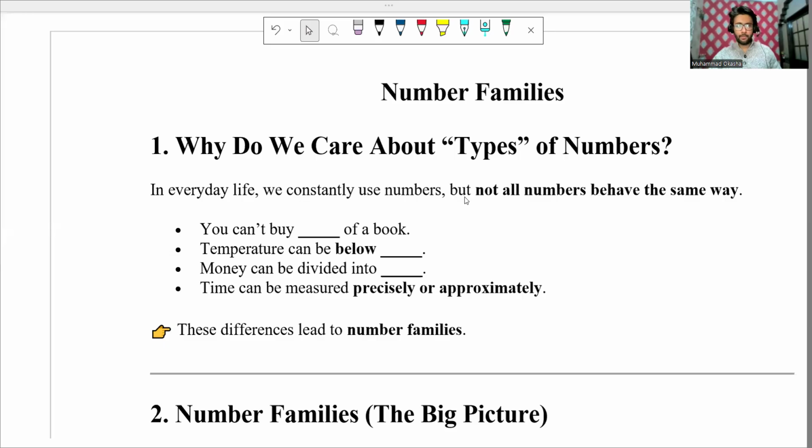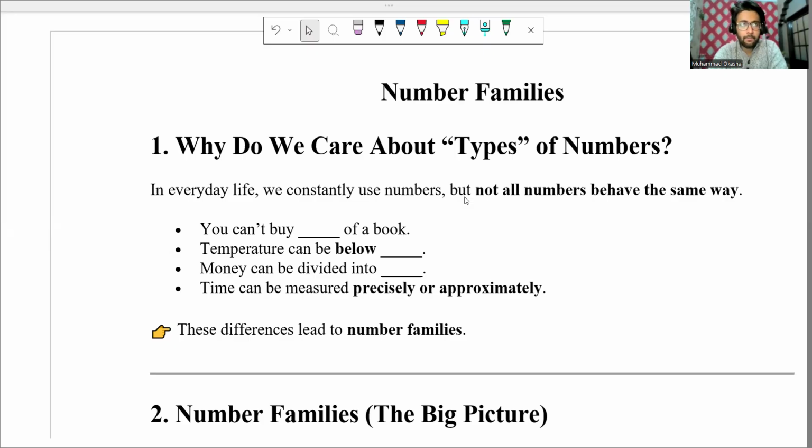We're starting a new lecture about number families, number systems or number families. That's what we call them. Basically, numbers are everywhere around us. We may not focus too much on them, but in everyday lives we see numbers constantly, right? But not all numbers behave the same way.